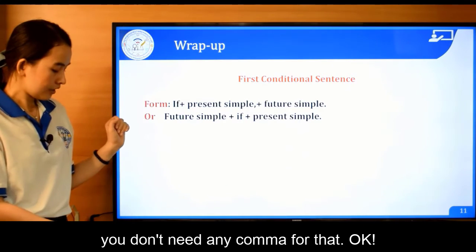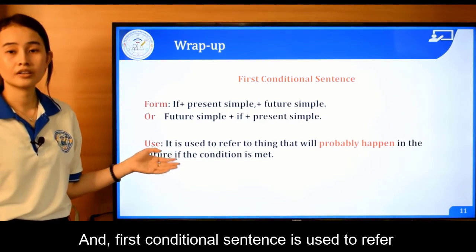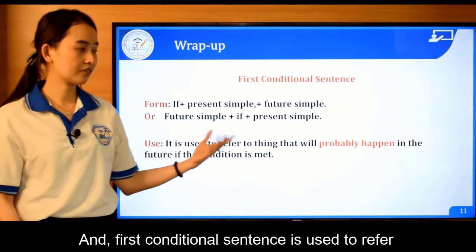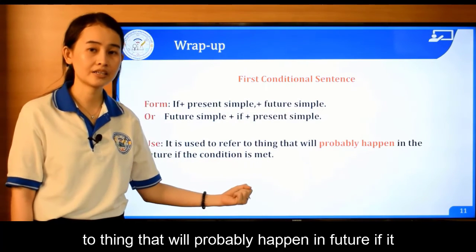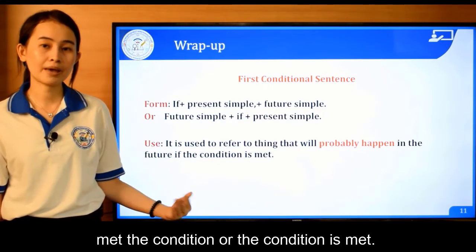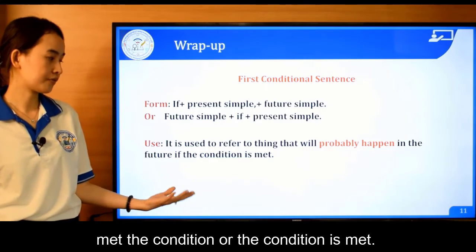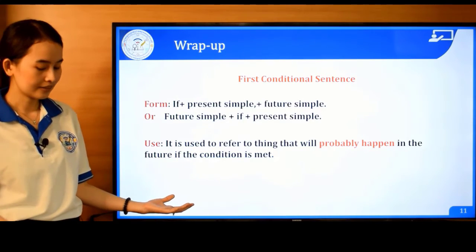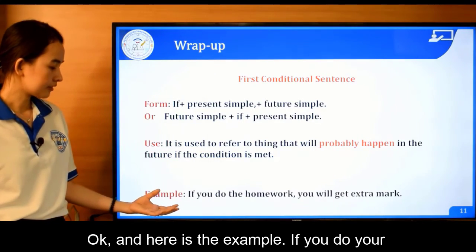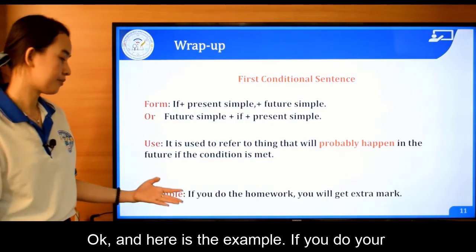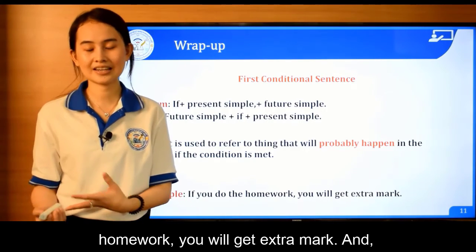Okay, and the first conditional sentence is used to refer to things that will probably happen in the future if the condition is met, right? Okay, and here's the example. If you do your homework, you will get extra marks.